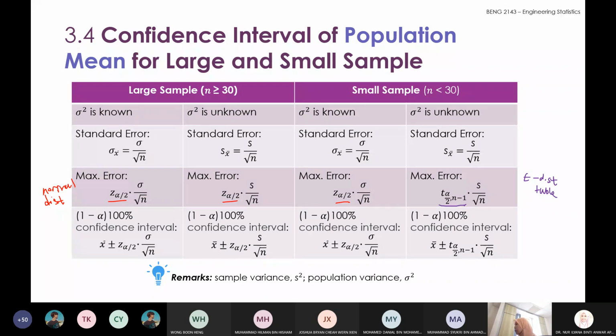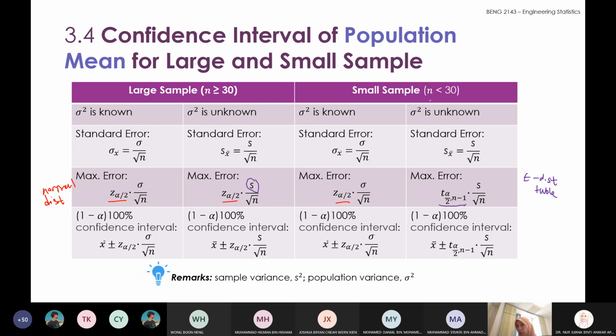Because this is the critical value that splits the shaded area and the unshaded area of your data, the one that determines the separator between the region of confidence and the error that we allow in our data sampling. In the maximum error row, you can see there's no problem. We can straight away use the normal distribution. The only difference is that for the unknown case, we use the sample standard deviation.